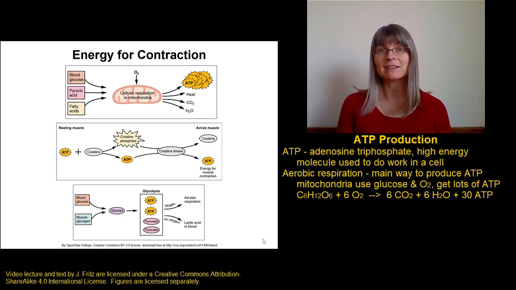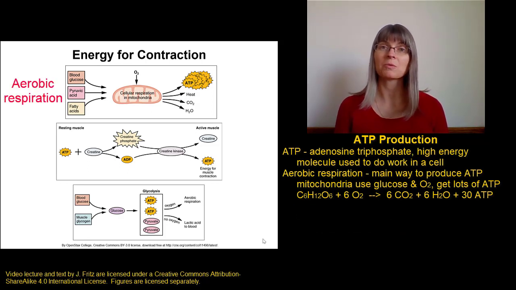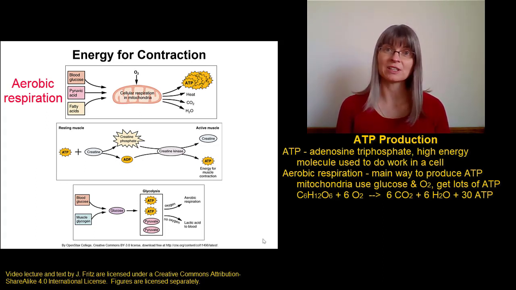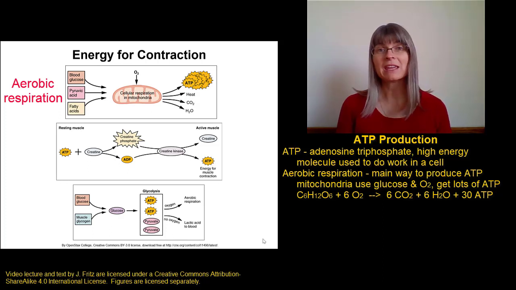The main mechanism for making ATP in our muscle cells is aerobic respiration. In the process of aerobic respiration, we use mitochondria in the cells to take glucose and oxygen and convert that into ATP, making the byproducts water and CO2 as well. This particular reaction is one that I want you to know.